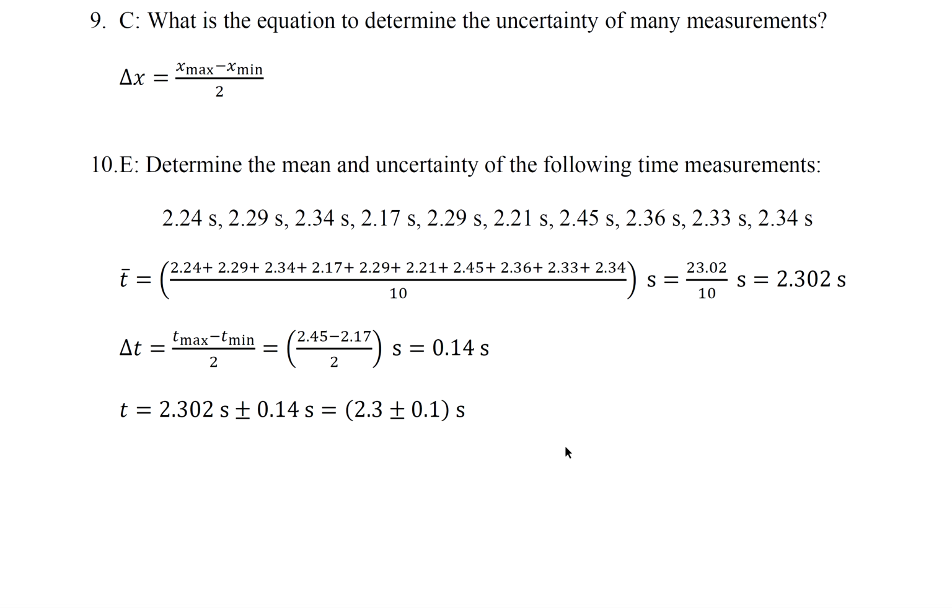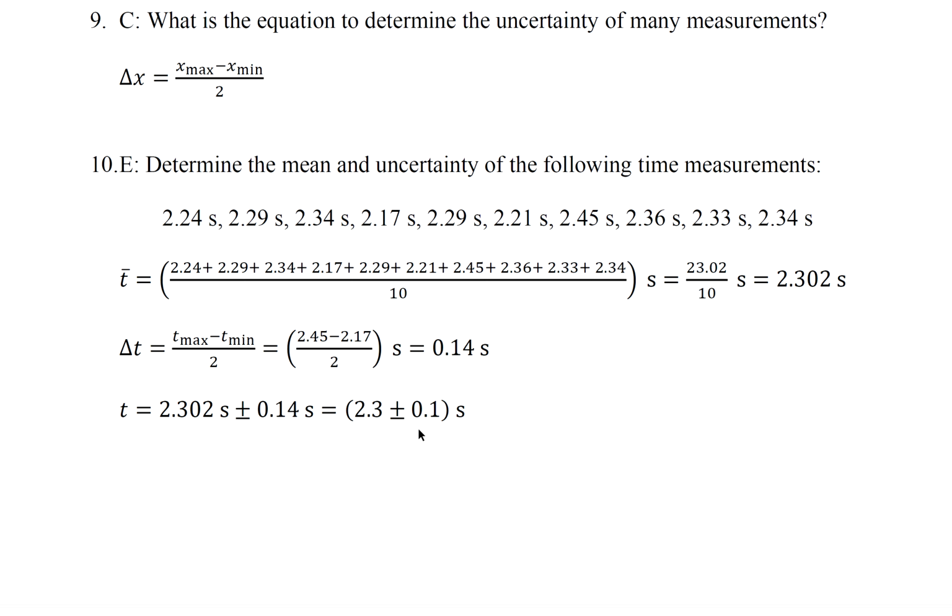For question 10, it tells you to determine the mean and uncertainty of the following time measurements. First, to determine the mean, you just sum up all values and divide by 10 to get the average, 2.302 seconds. And delta t is the uncertainty. You take the maximum value minus the minimum value, divide by 2. So this is our solution here: 2.3 plus or minus 0.1.